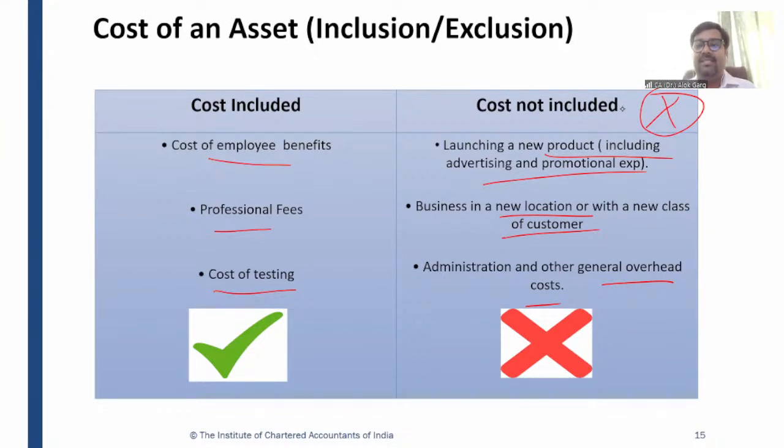Ind AS 16 says that such future decommissioning cost has to be discounted to the present value and added to the cost of the asset, and the credit leg will go to the provision for decommissioning liability. Okay.